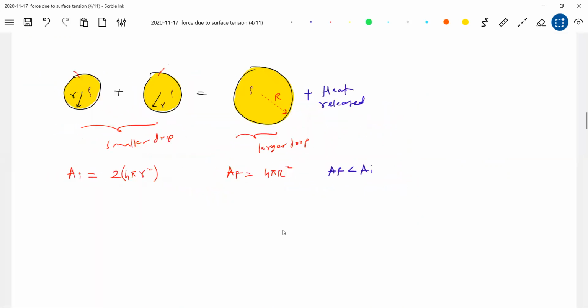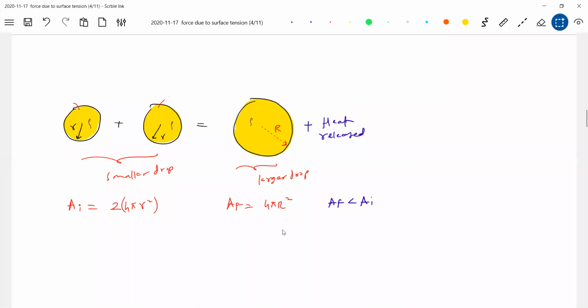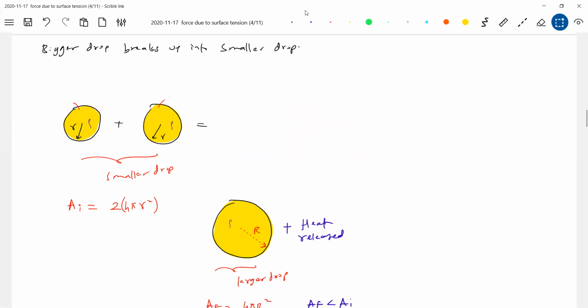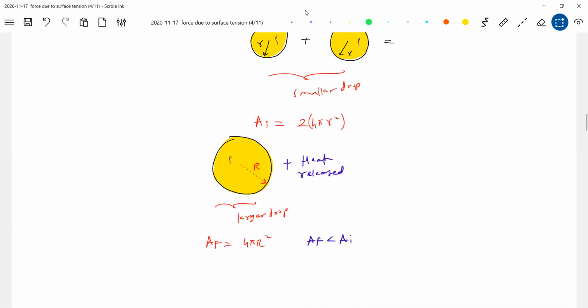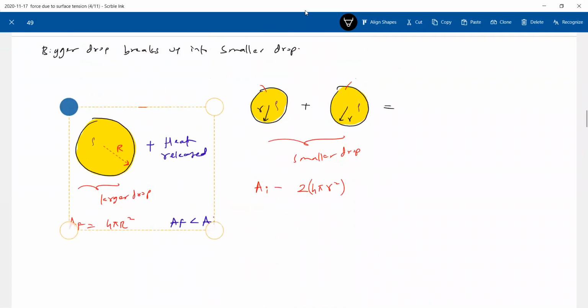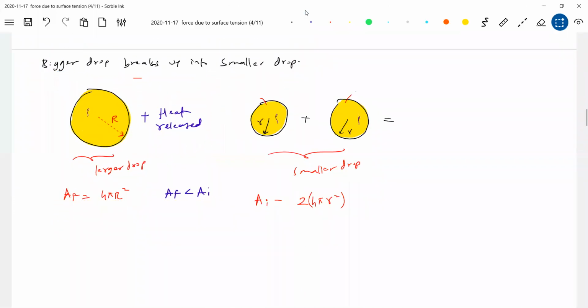There's very important data which will help us a lot in coming numericals. I just brought through everything, diagrams, everything. A bigger drop breaks up into smaller drops. Just the same thing, we already have the information. I'll just rearrange them. Tell me what will happen here.